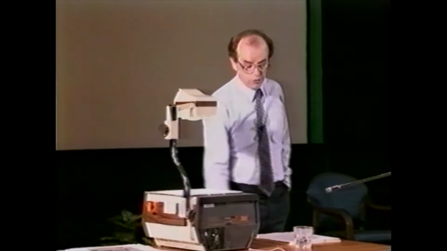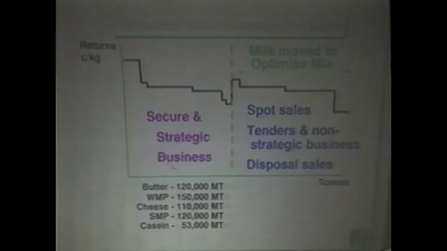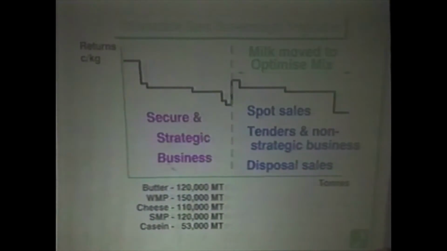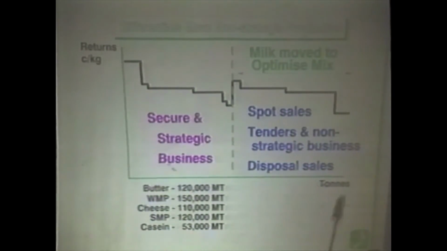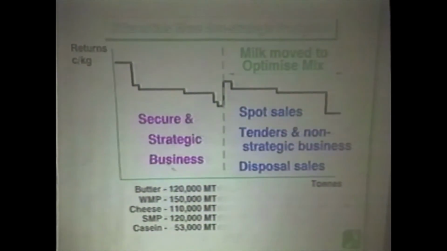Warren showed before the staircases for the different markets, and this is a stylised version of the same thing. In allocating the industry's milk, we're first going to supply the products to secure and strategic business. And after that, we will allocate milk to the spot sales, tenders, and if necessary, disposal markets. And the differential system works on essentially the spot sale end of things.